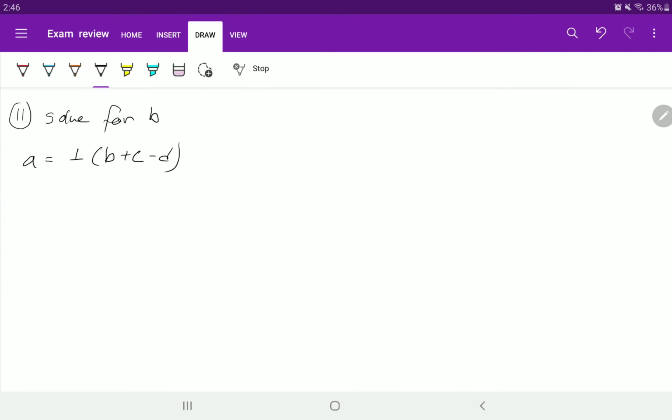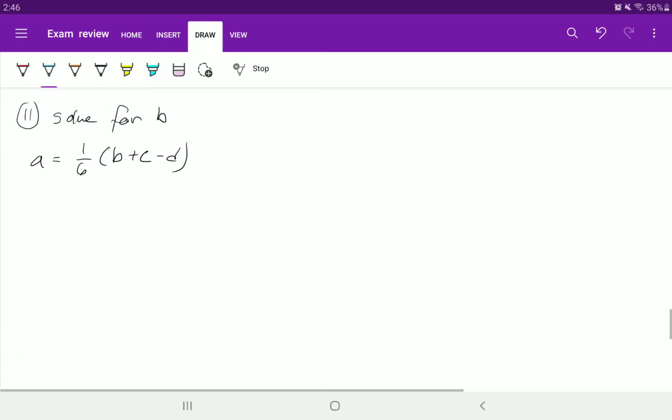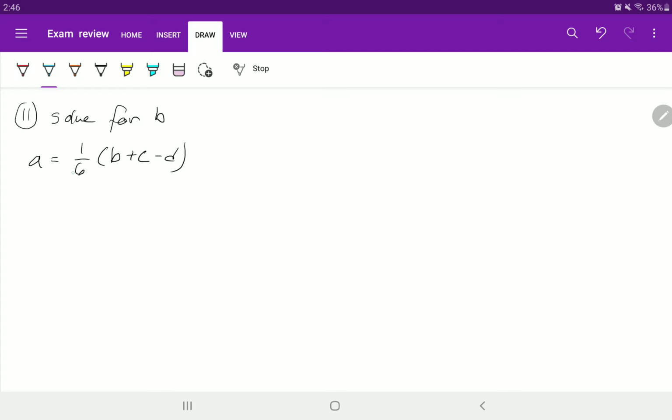We have a equals 1/6 times the quantity in parentheses b plus c minus d. The first thing I want to do is get rid of that 1/6 being multiplied on the outside. To eliminate the product of a fraction, we can multiply both sides by the reciprocal of that fraction. The reciprocal of 1/6 is 6 over 1, which is just 6. So we can multiply both sides of the equation by 6.